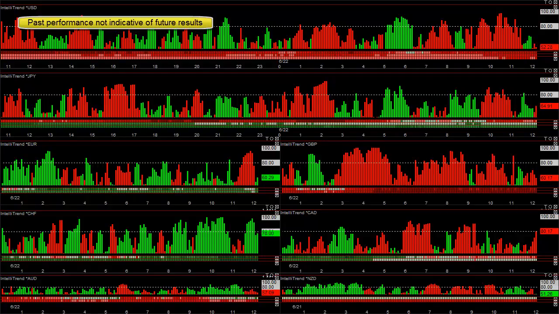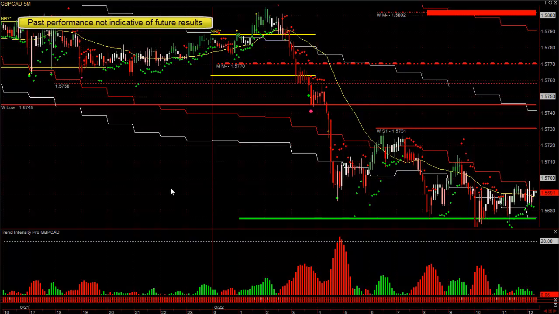Now another one that was extremely strong today was the euro. So obviously it made sense to buy the strong euro versus the weak pound.